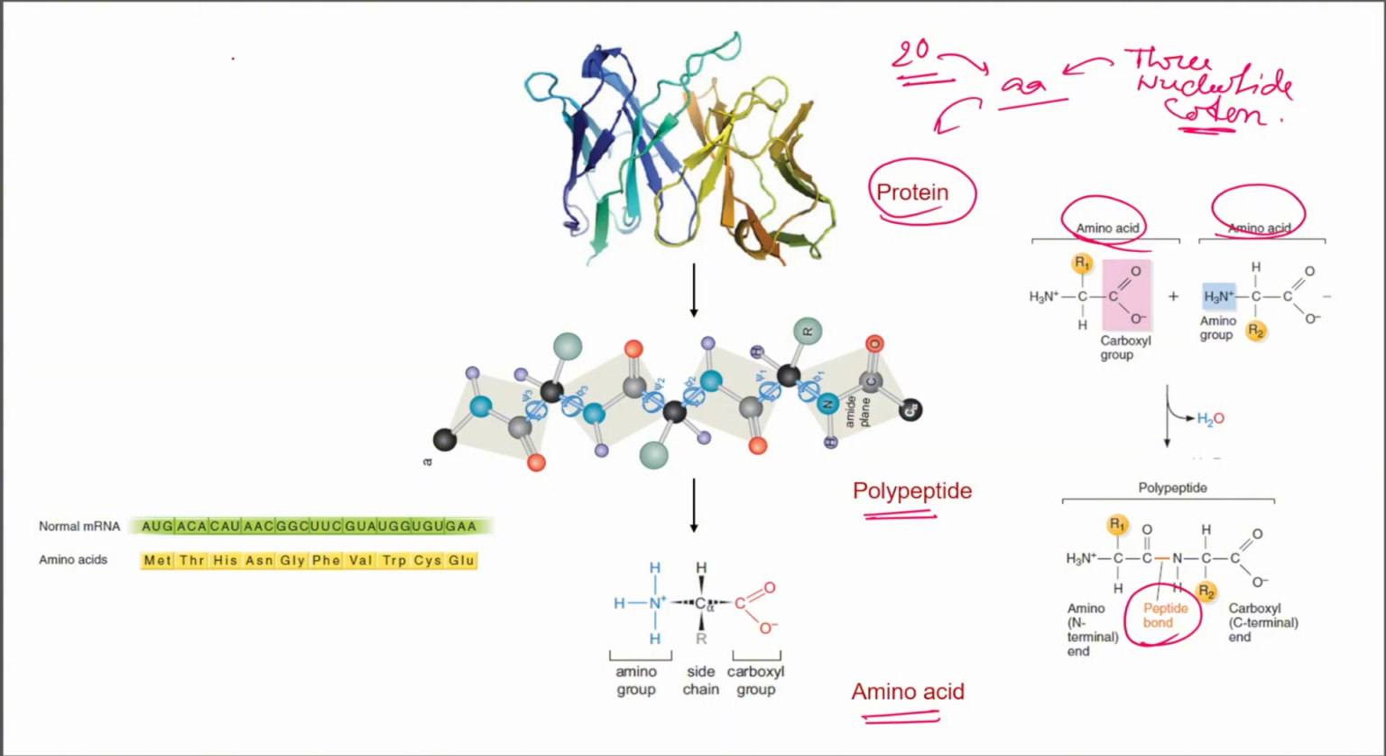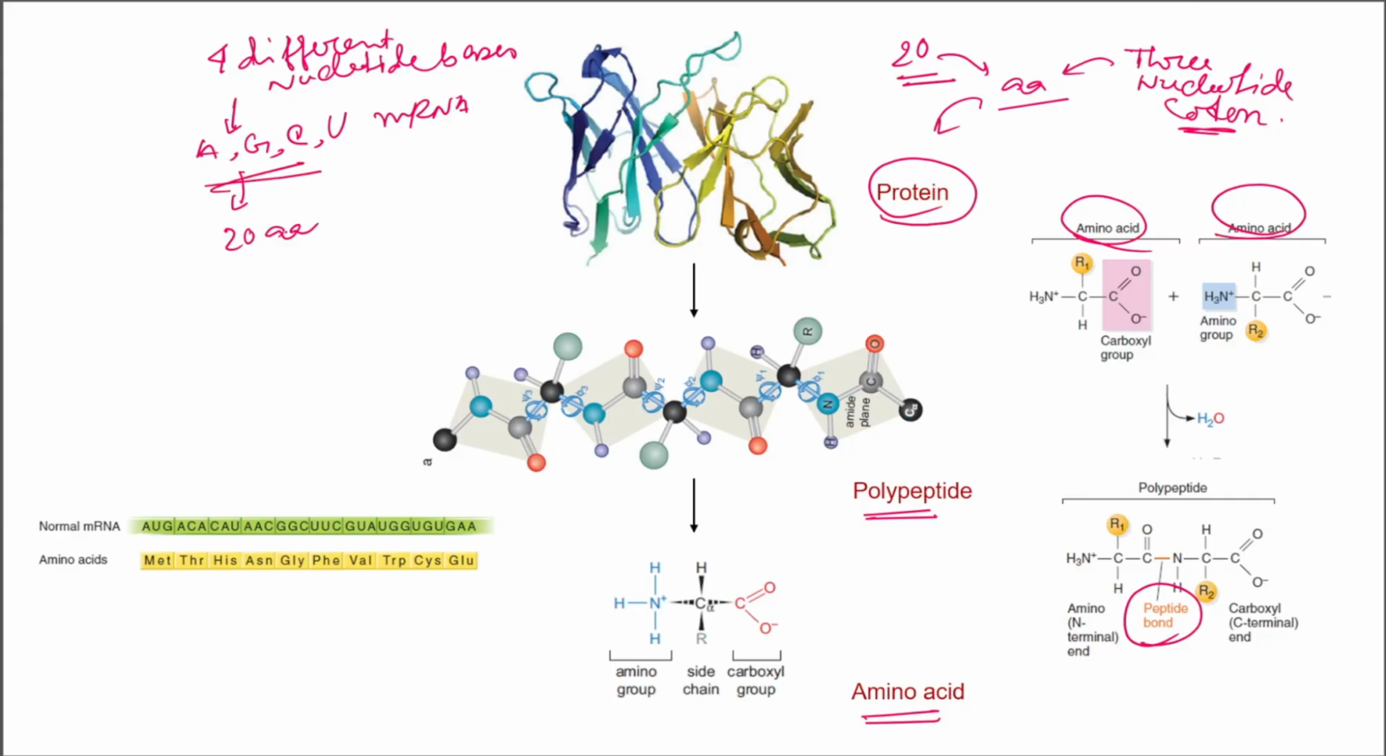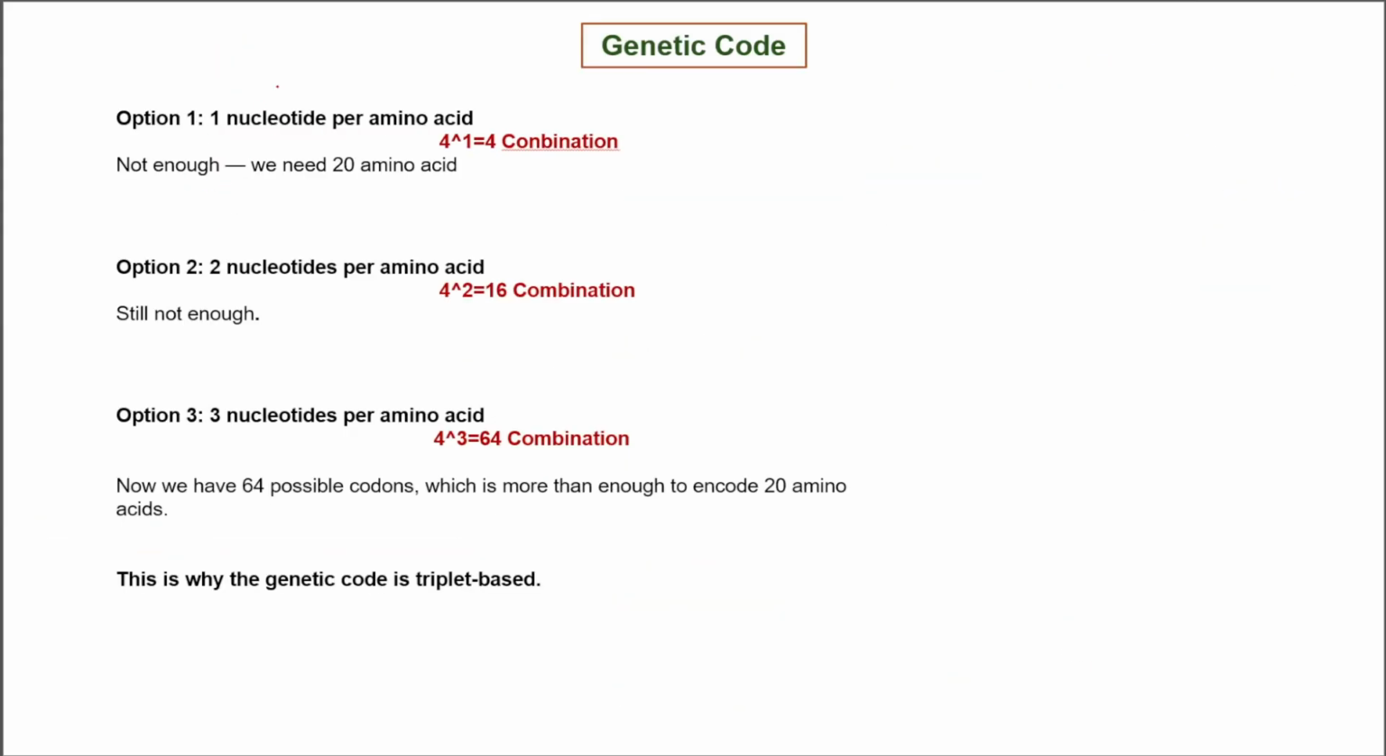So the cell uses 4 different nucleotide bases: adenine, guanine, cytosine and uracil in mRNA. So how can mRNA specify 20 different amino acids even though it contains only 4 nucleotides? So let's solve this biologically. First, if each amino acid were encoded by just one nucleotide, then what will happen? Then only 4 possible combinations can be made from a one-letter code. That is not enough. We need 20 amino acids.